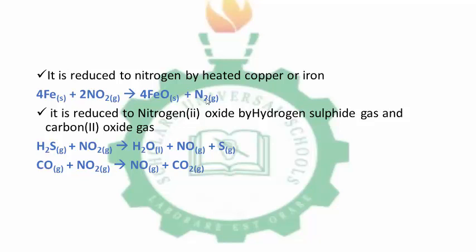And it is reduced to nitrogen 2 oxide by hydrogen sulfide gas and carbon 2 oxide gas. Now this is hydrogen sulfide reacting with the gas to form water molecule and a deposit of sulfur, and the nitrogen 4 oxide is reduced to nitrogen 2 oxide gas. Same thing here when it reacts with carbon 2 oxide gas: carbon 2 oxide gas is oxidized to carbon 4 oxide gas, and the nitrogen 4 oxide gas is reduced to nitrogen 2 oxide gas.